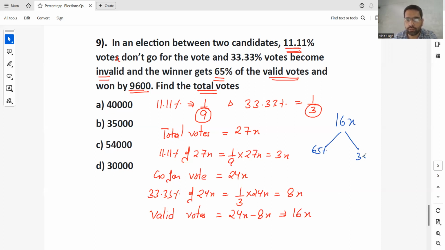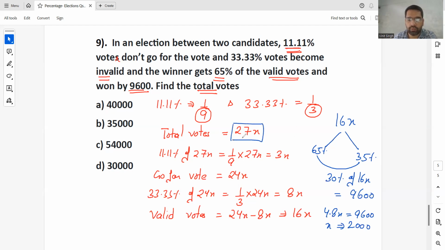The winner gets 65% and the runner-up gets 35%, so the difference will be 30%. 30% of 16x is equal to 9,600. After multiplication, we get 4.8x equal to 9600, so x is equal to 2000. The total votes are 27x, which is 2000 into 27, equal to 54,000. So the total number of votes will be 54,000.